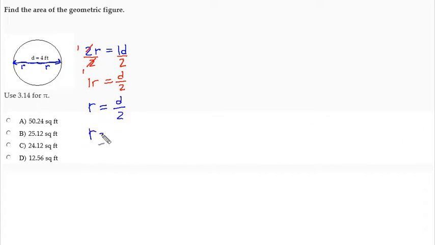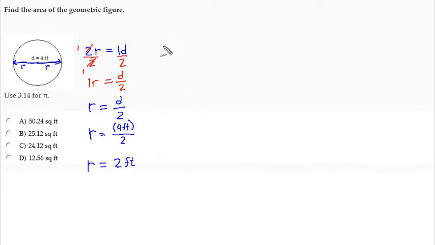So what's the radius? We take the d in the formula and we replace it with 4 feet and divide it by 2. We now find out that the radius of the circle is 4 divided by 2, which is 2 feet. So the circle has a diameter of 4 feet, but it also has a radius of 2 feet.